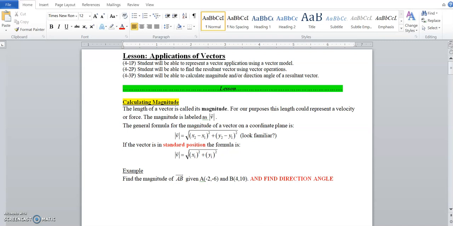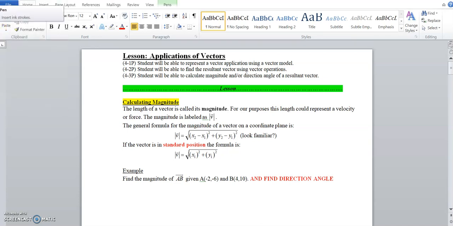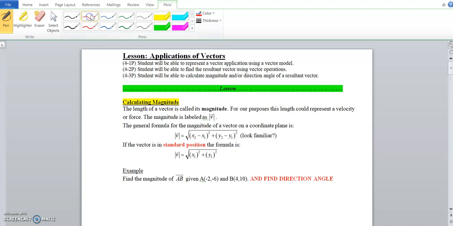Section 4-2 today is over the applications of vectors, and we actually already did the first part of this lesson in class. I'm going to try and get through this first part a little quicker, just to feel like everyone was fairly comfortable with the content. So let's get started.